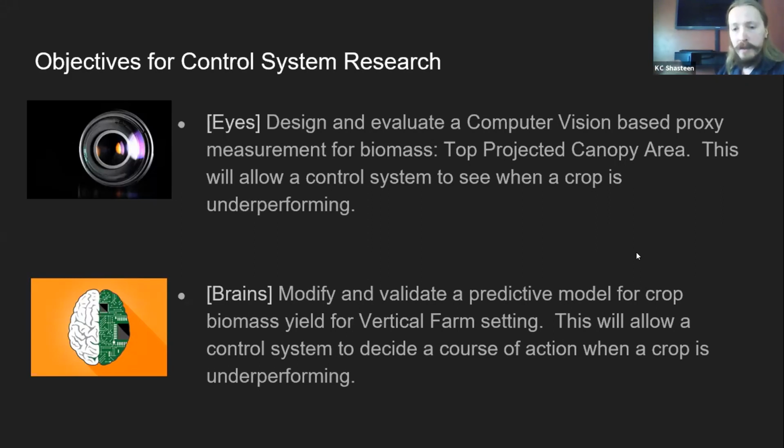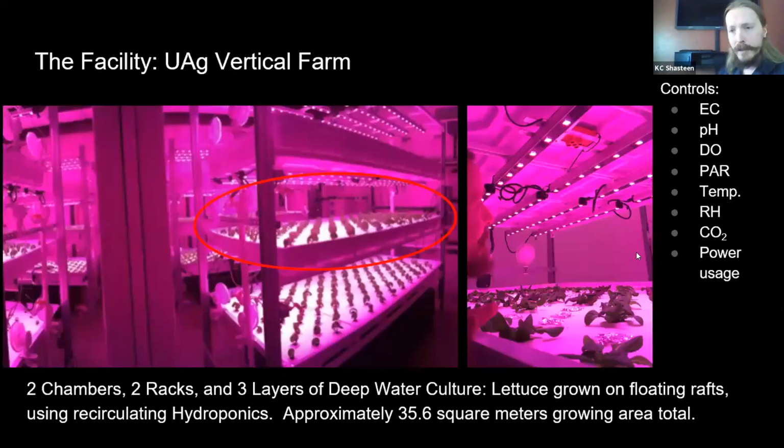And these two numbers would then allow you to know whether your crop is where it should be, a little behind, a little ahead. And then that information can be fed into a computer control system, which will make decisions about what the cheapest environment we can provide to the plant would be in order to promote the expected and desired growth. So the facility I'm using is the UAG vertical farm.